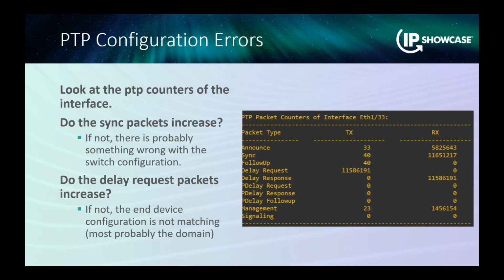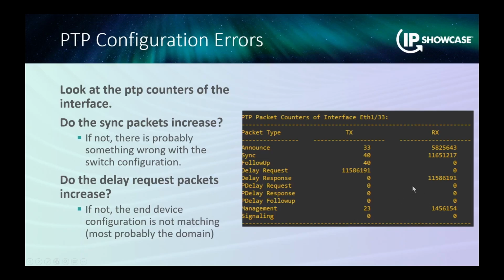How to detect PTP configuration errors. The first go-to is the PTP counters that you usually have on your switch user interface. The first thing is, are sync packets going out of the switch? Just let me see, sync packets here going out of the switch. And if those counters increase, then at least the switch is configured correctly, or at least is sending out packets and is probably configured correctly.